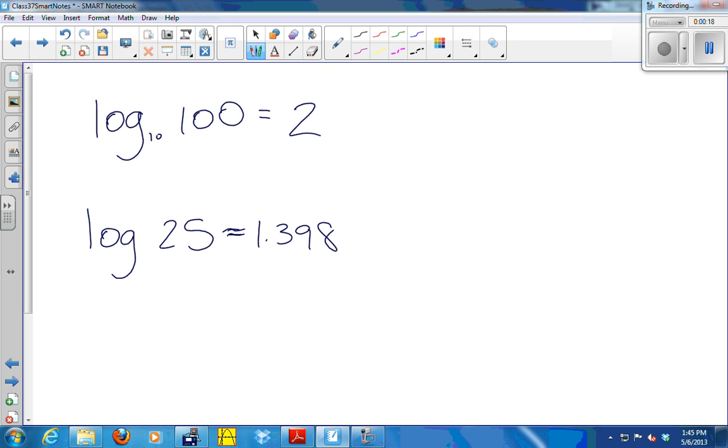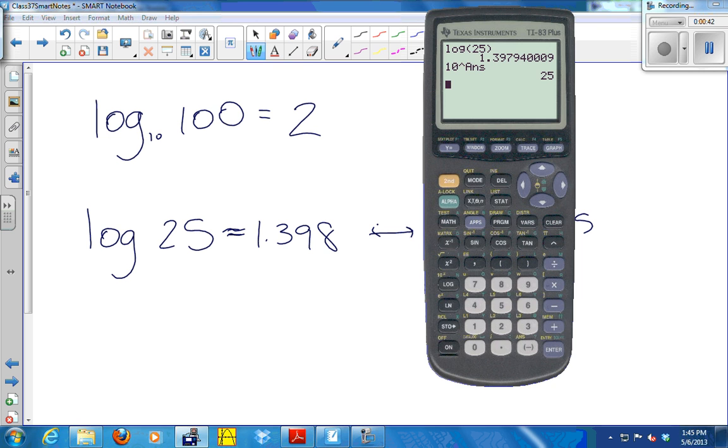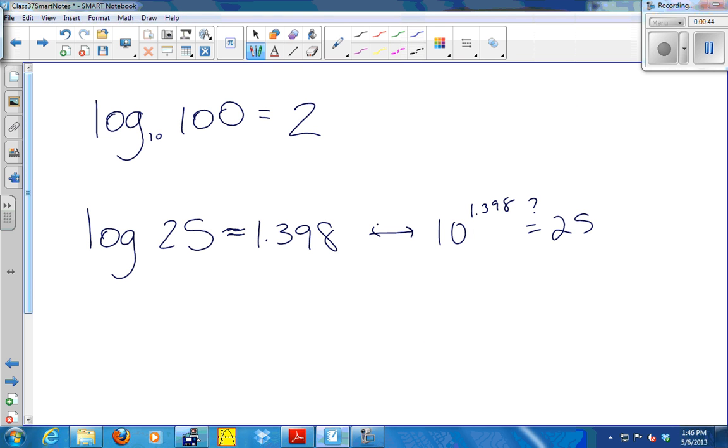So then I can check, right? This equation says that 1.398 is the exponent on 10 that will give me a 25, right? So I can just double check: does 10 to the 1.398 give me 25? Do 10 raised to the previous answer. Yep, 25. So we can do log base 10s of even weird numbers.